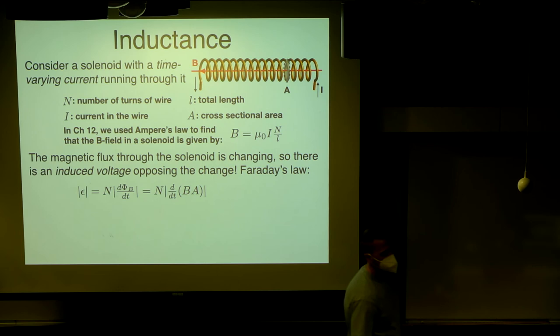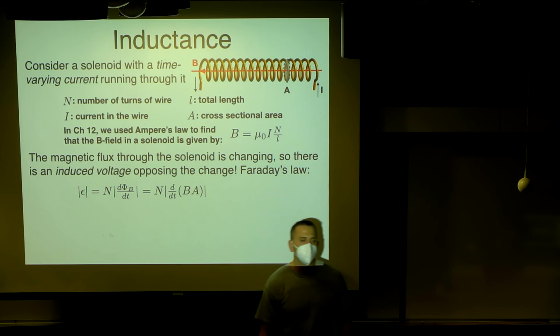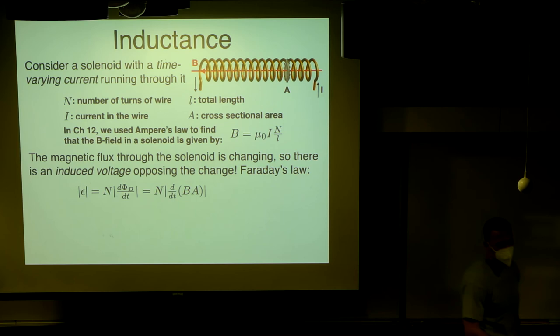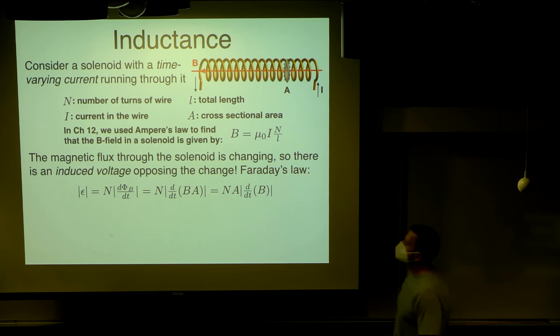And what can I pull out in this case? Like which of these two variables would be the constant? A is not changing, but B is changing, right? The strength of the B field is changing if the current running through this thing is changing, right? So I'm going to pull out A. So then we have N times A, and then dB dt, all right?